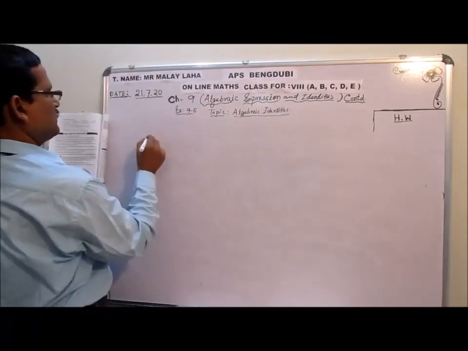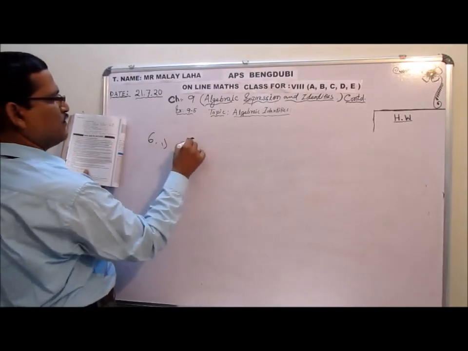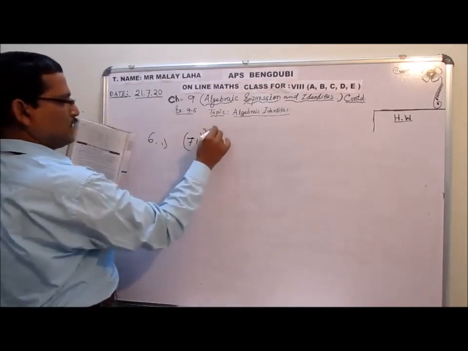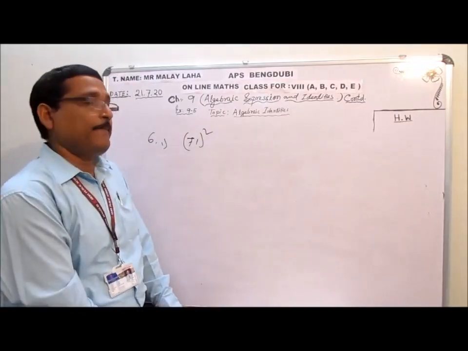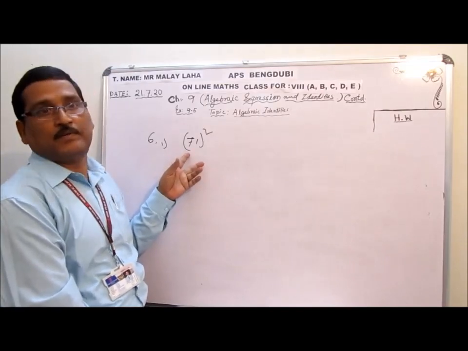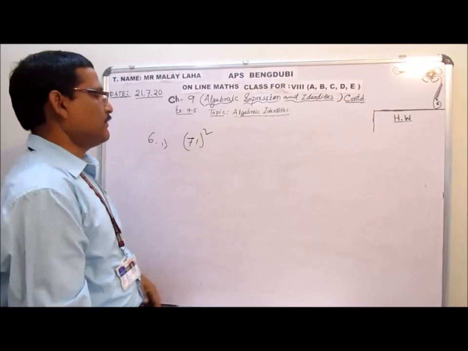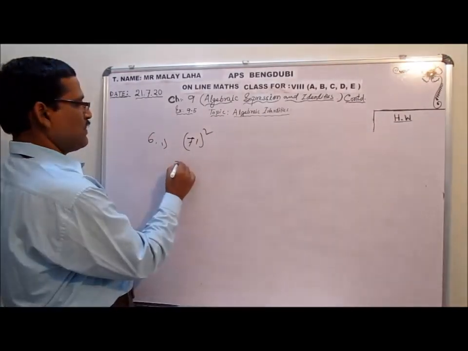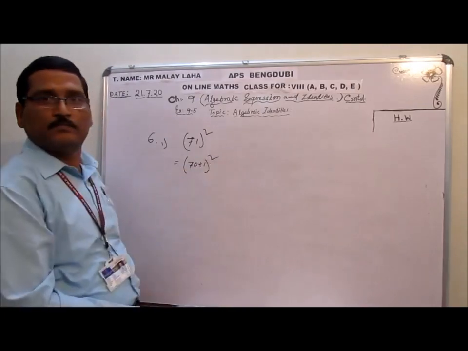Question number 6. Using identity, you have to find 71 whole square. 71 into 71. In exam, I have seen many students multiplying 71 into 71. Using identity, you have to solve. So how can I do it? 71 can be written as (70 plus 1) whole square.